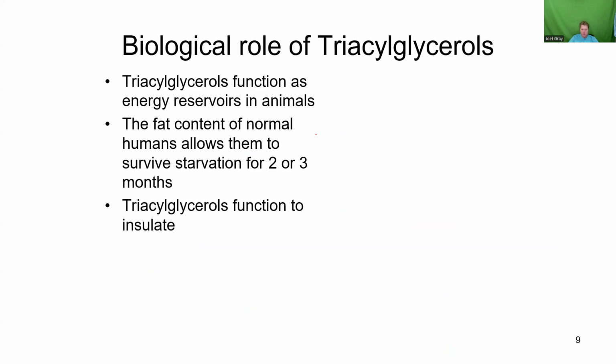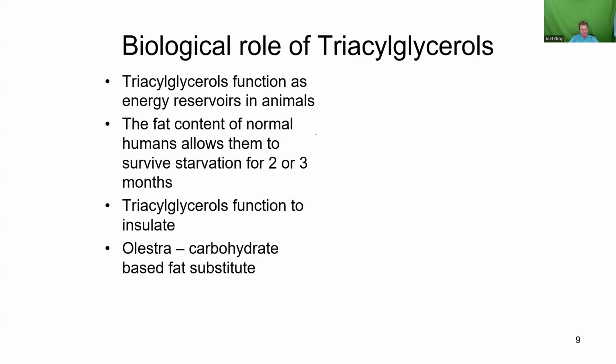Now, triglycerols or triacylglycerols function to insulate as well. So they basically serve as a warming barrier. Now, years and years ago, there was a substance named olestra that was produced. This was a carbohydrate-based fat substitute, and I always like to bring this up as an anecdote.